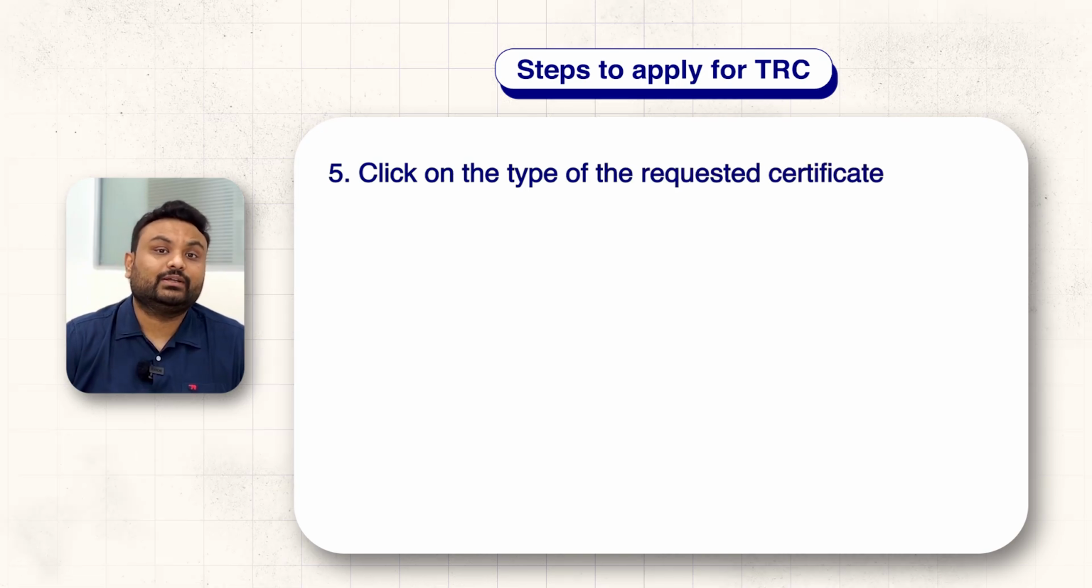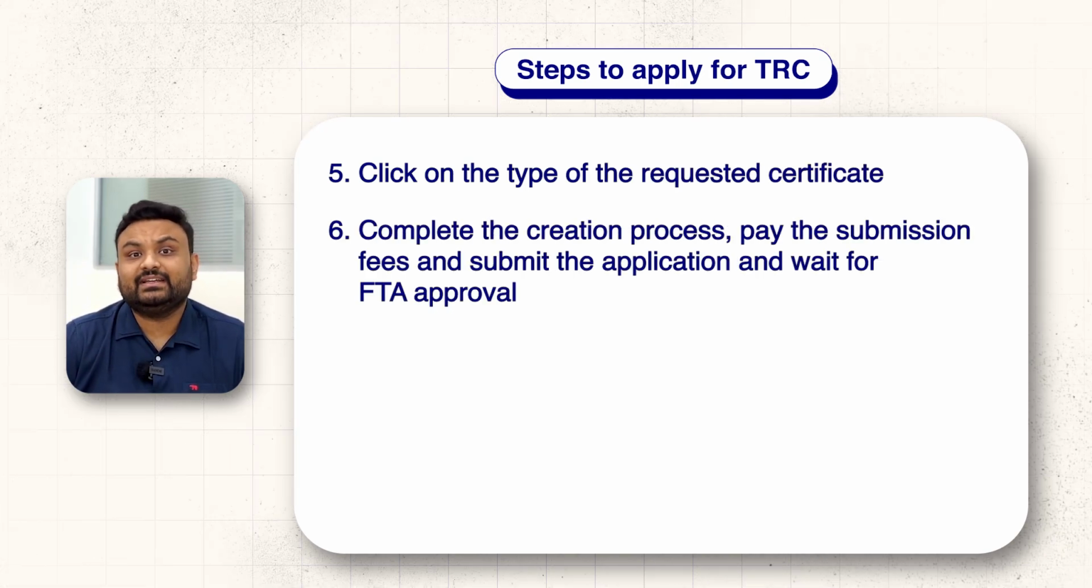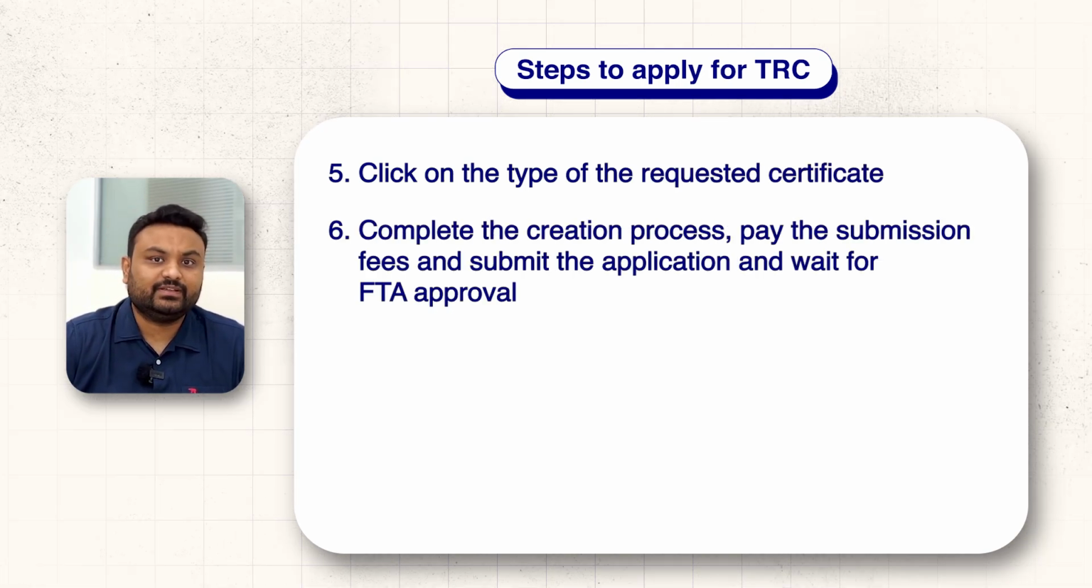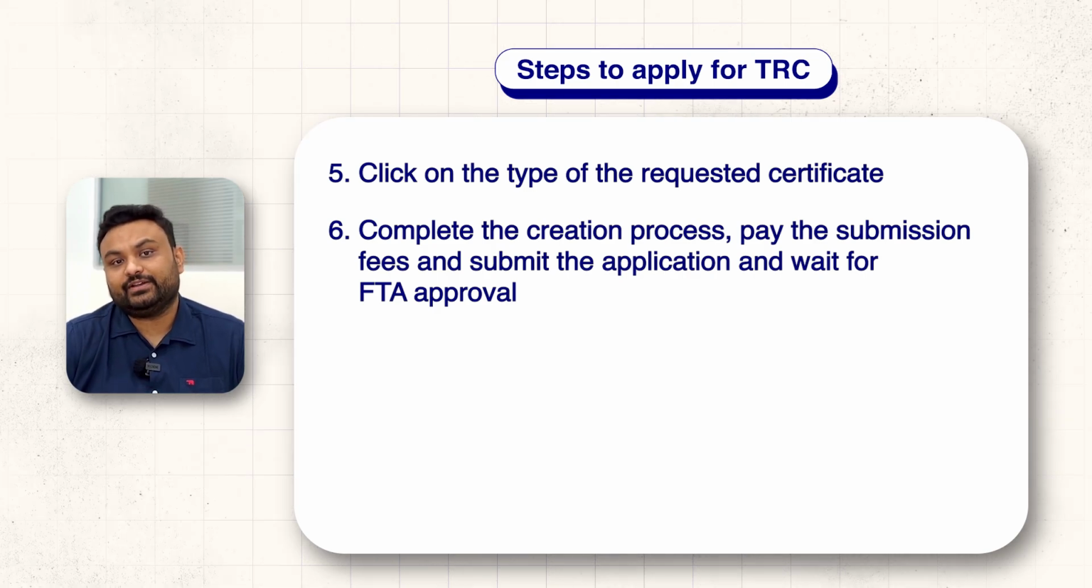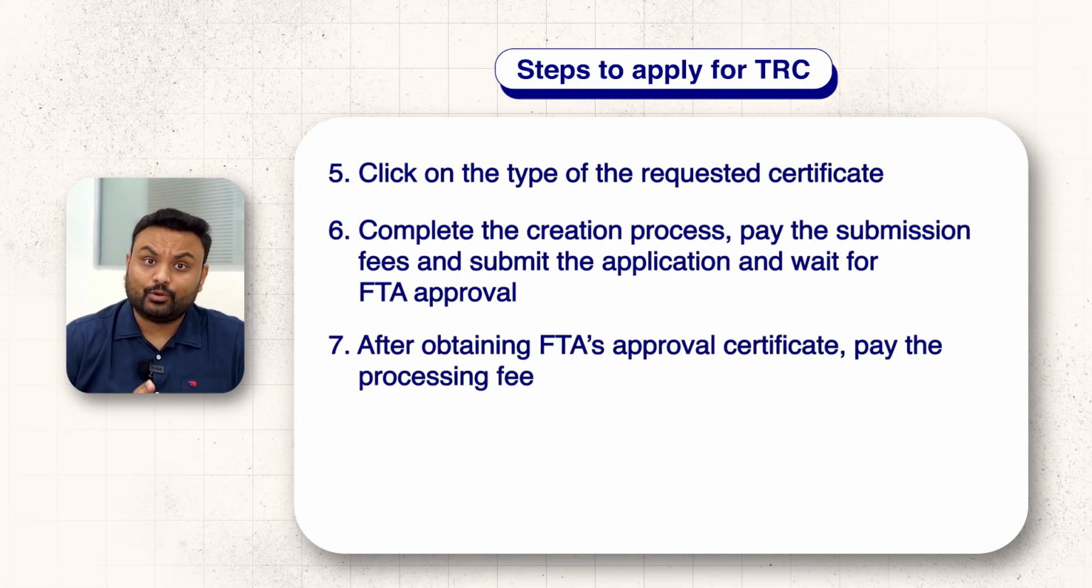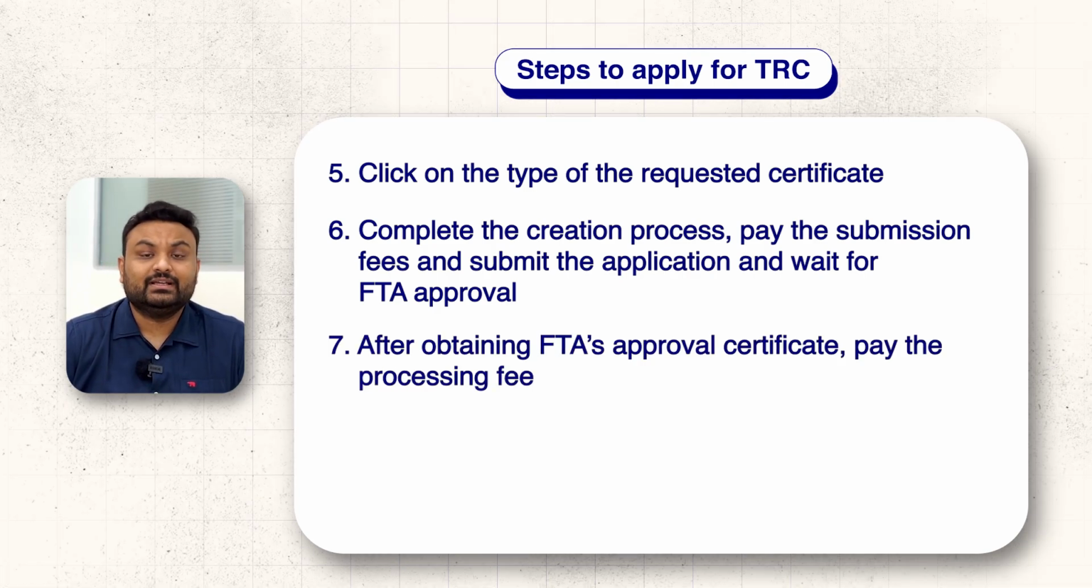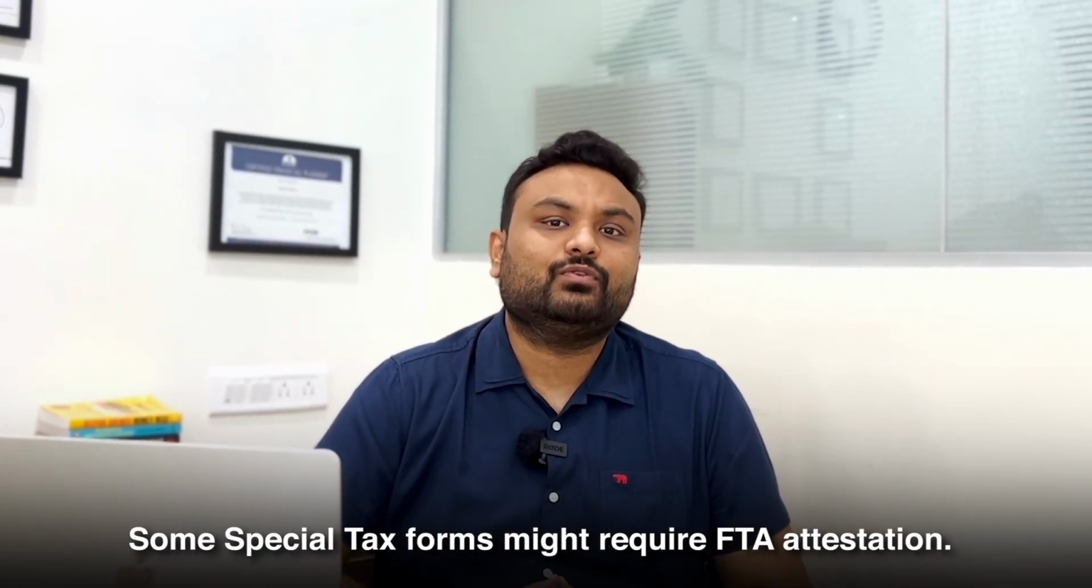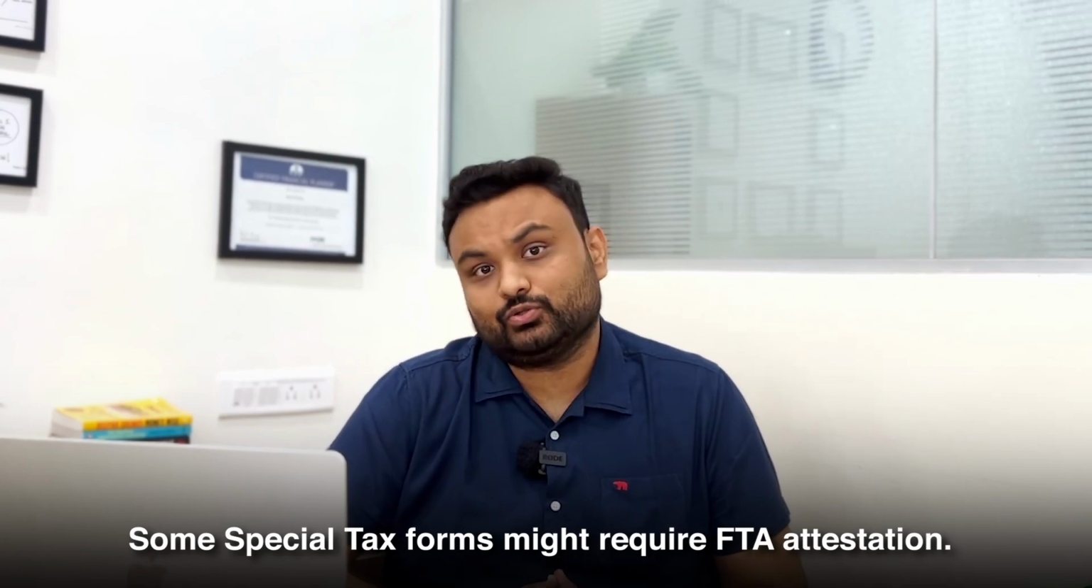Click on the type of the requested certificate. Complete the creation process, pay the submission fee and submit the application and wait for FTA approval. Now, after obtaining FTA approval, you may pay the processing fee. Now, note that some special tax forms might require FTA attestation also.